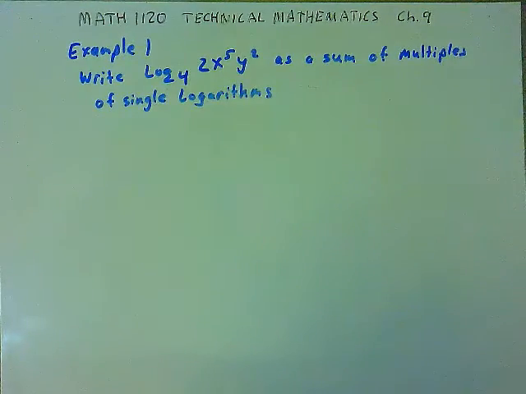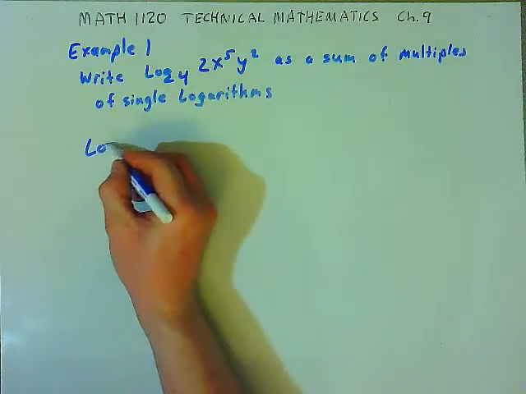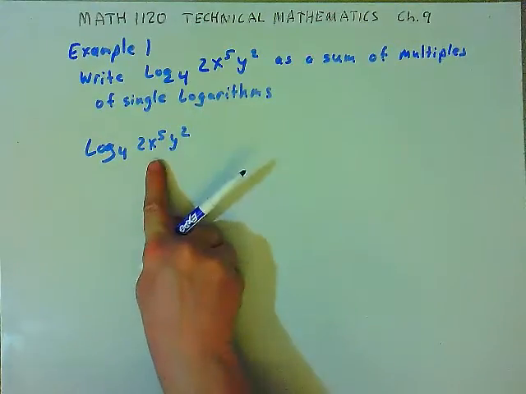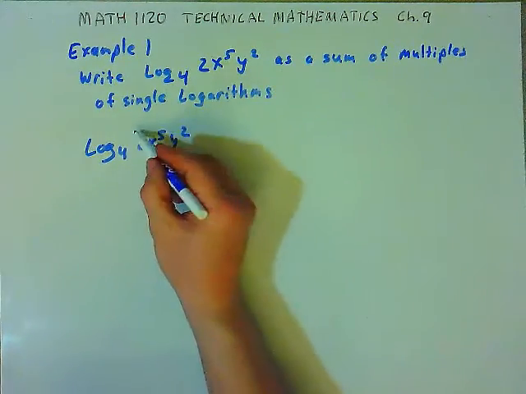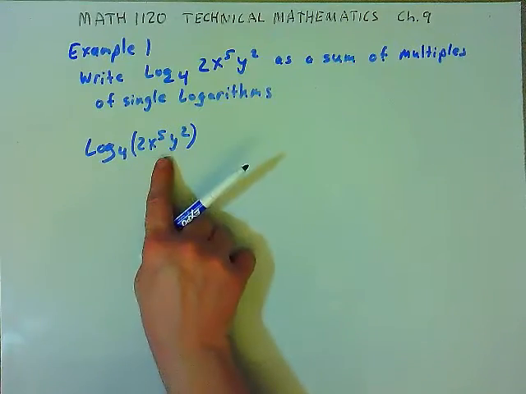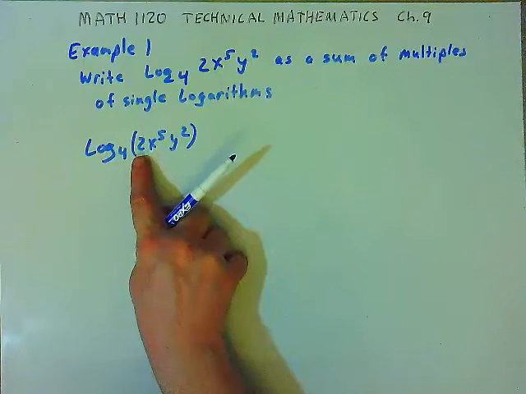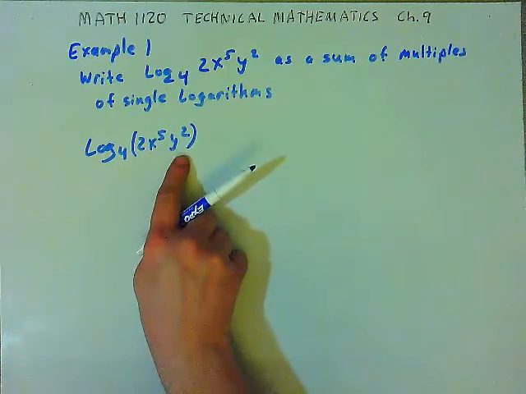This is example 1. It says, write log base 4 of 2x to the 5th y squared as a sum of multiples of single logarithms. And so basically what they're saying here is they want us to apply the rules of logarithms that we just discussed. When you look at this logarithm, log base 4 of 2x to the 5th y squared, notice that the argument of the logarithm, what we're taking the log of, involves multiplication. This is 2 times x to the 5th times y squared.